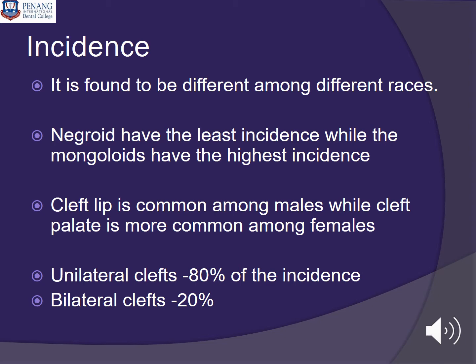Do you know what is the difference between Negroid and Mongoloids? So Negroid is the people who live around South Africa, and the Mongoloid is what we can call Asian people because they live at the northern part of China. So cleft lip is common among males, while cleft palate is more common among females. The incidence for unilateral cleft, meaning one-sided cleft, is around 80%, while bilateral cleft, both right and left cleft, is around 20%.